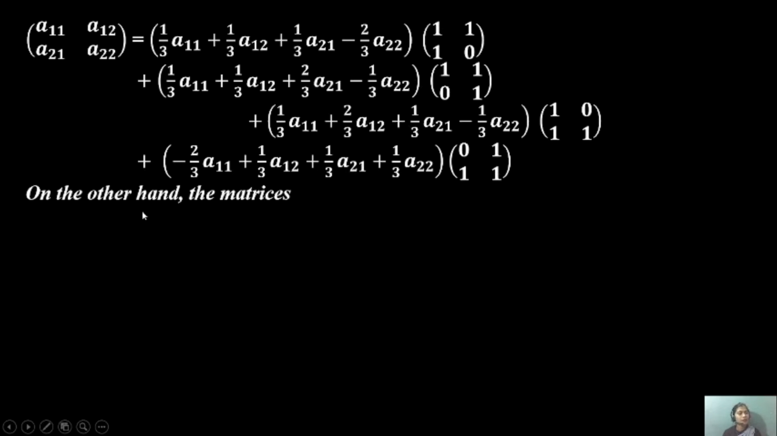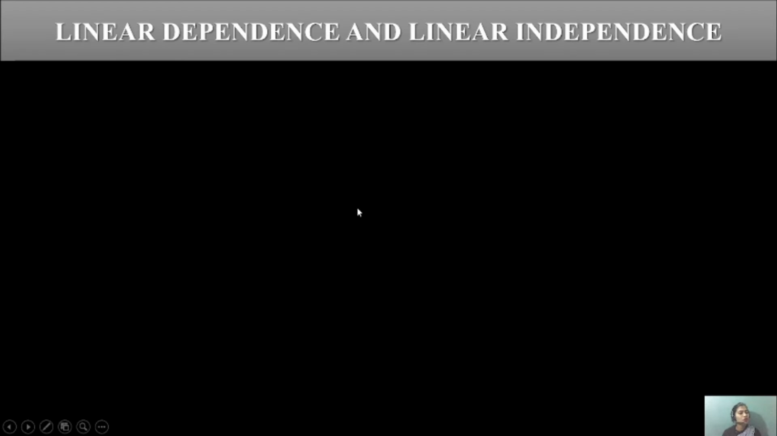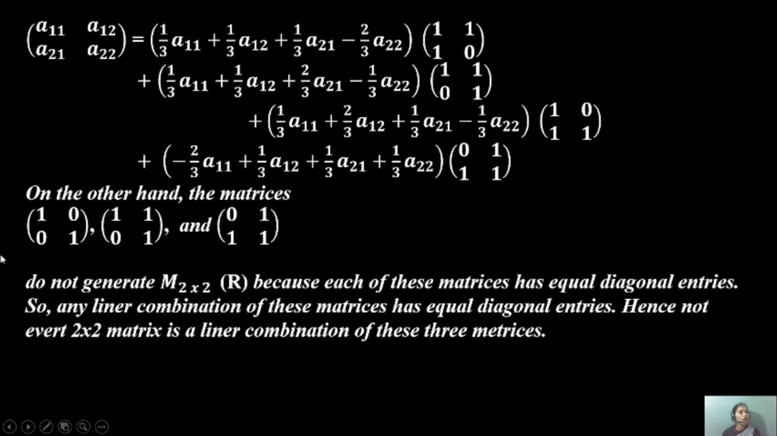On the other hand, the matrices 1 0 0 1, 1 1 0 1, and 0 1 1 1 are considered in the form. They do not generate the 2 by 2 matrix space, because each of these matrices has equal diagonal entries, so any linear combination of these matrices has equal diagonal entries. Hence, this form does not generate the 2 by 2 matrices.